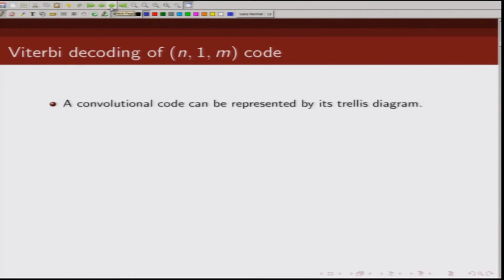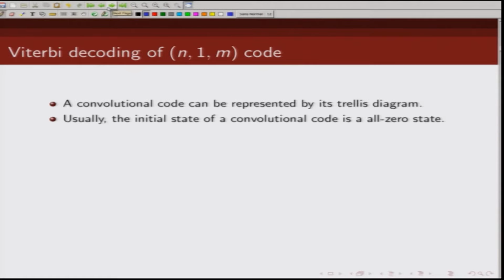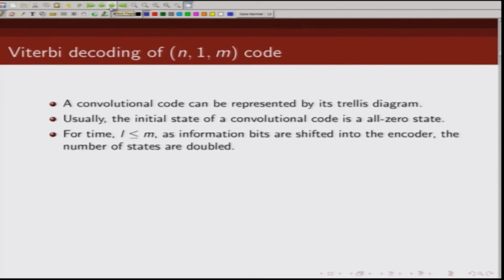So, as we know, a convolutional code can be represented by its corresponding state diagram or trellis diagram, and we are going to make use of the trellis representation of a convolutional code to decode it. Initially the convolutional code is assumed to be in all 0 state. For time L less than the memory order, the information bits are getting shifted into the encoder 1 bit at a time, and the number of states get doubled.